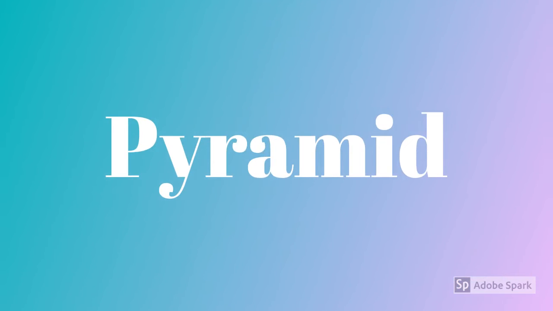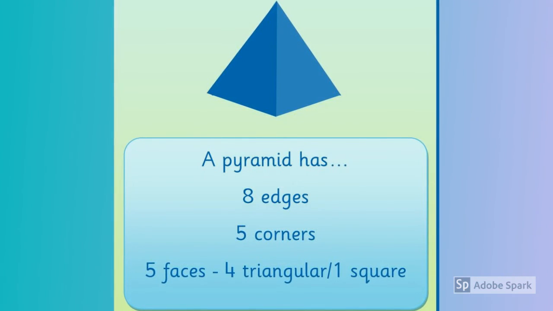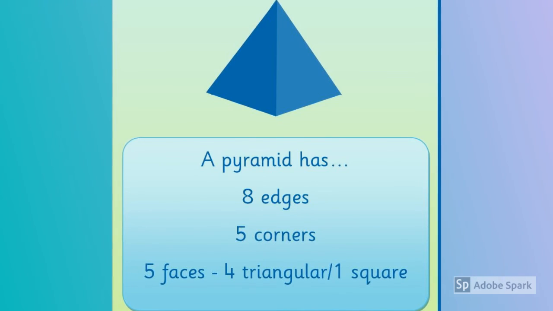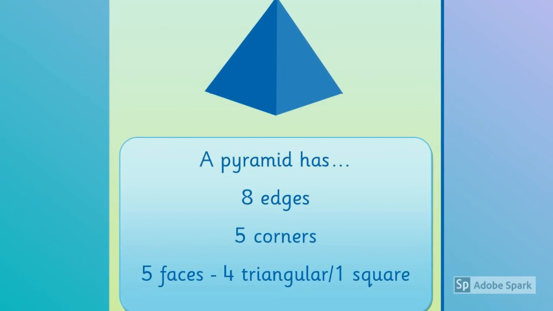This shape is very popular in one of my favorite countries, and is even the shape of a tea bag. That's right, it's a pyramid. Can you tell me the properties of a pyramid? Super, fantastic. That's right, a pyramid has 8 edges, 5 vertices, which are corners, and 5 faces. Can you name me the shapes of the faces that the pyramid is made out of? That's right, it's made out of 4 triangles and 1 square base.